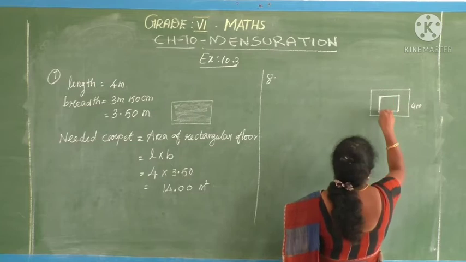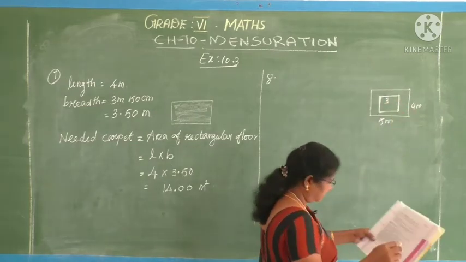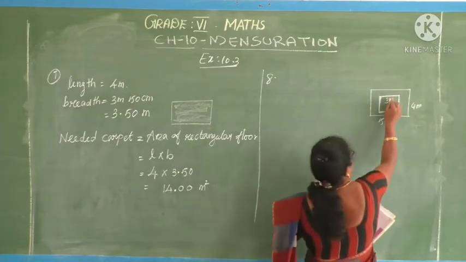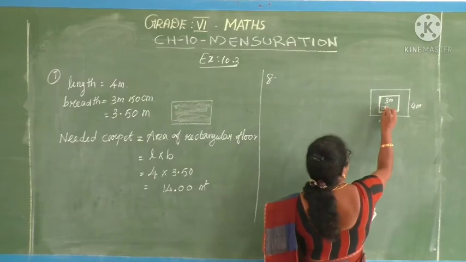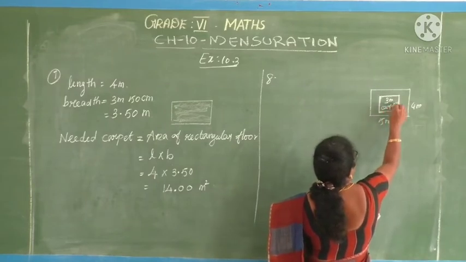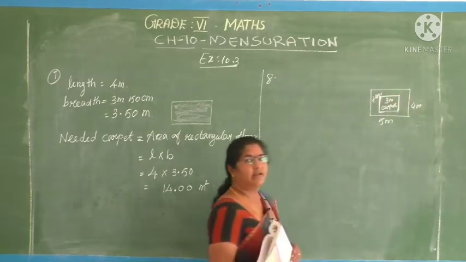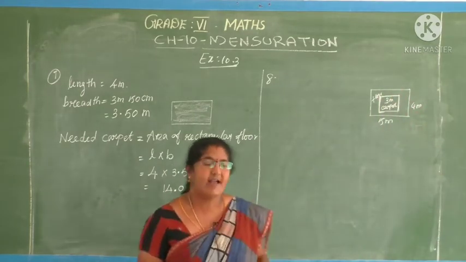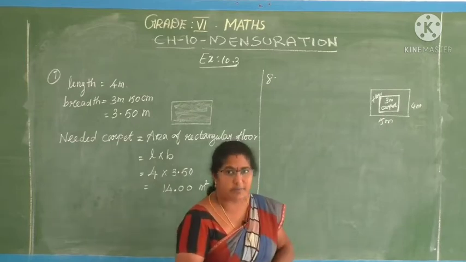This is square in shape. Its measurement is 3 meter, each side of the square. This is the carpet, a 3 meter wide carpet. This is the floor. Okay. On the rectangular floor, we laid a 3 meter side carpet.